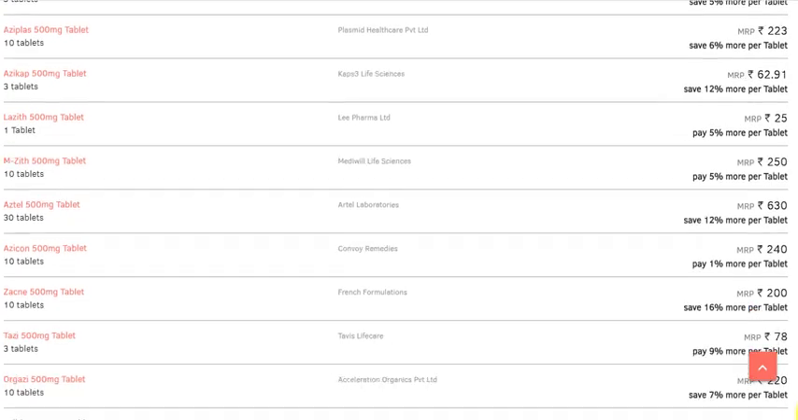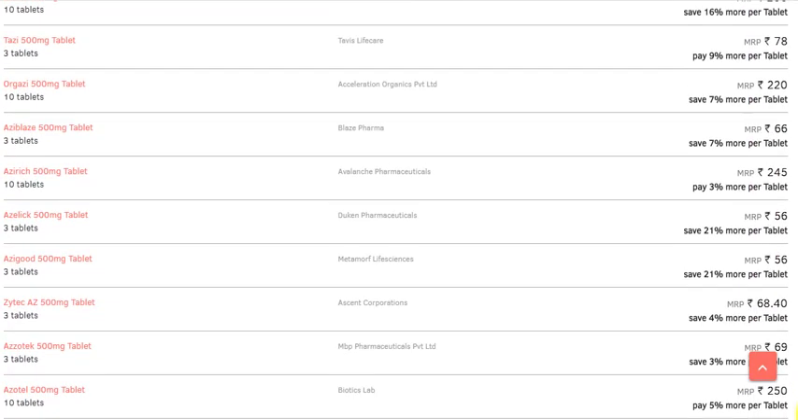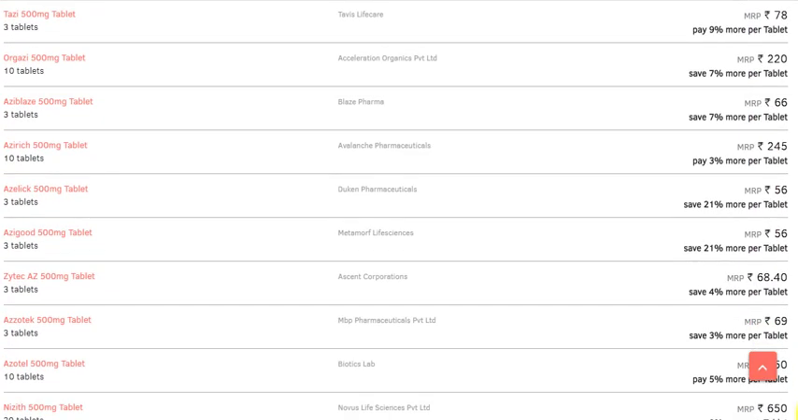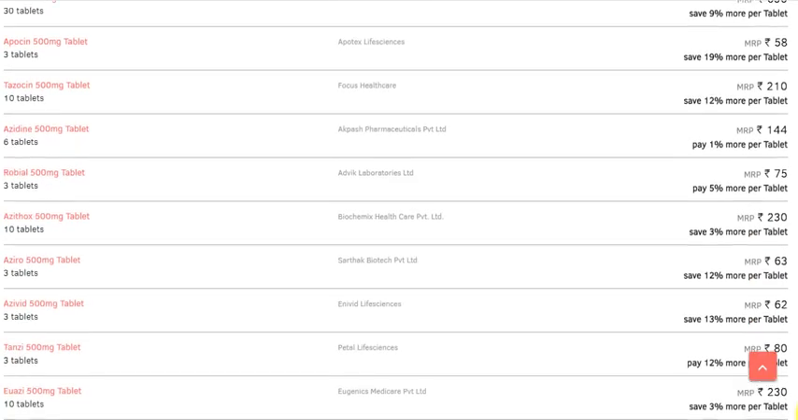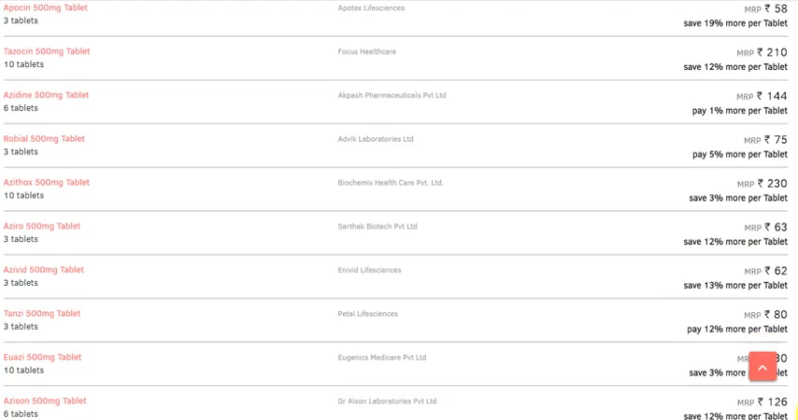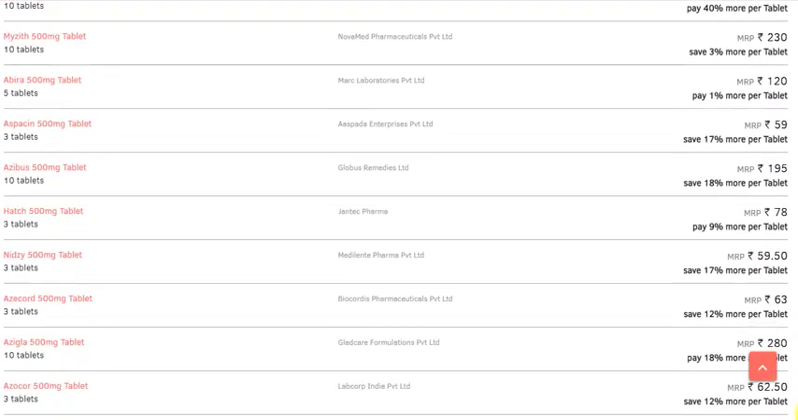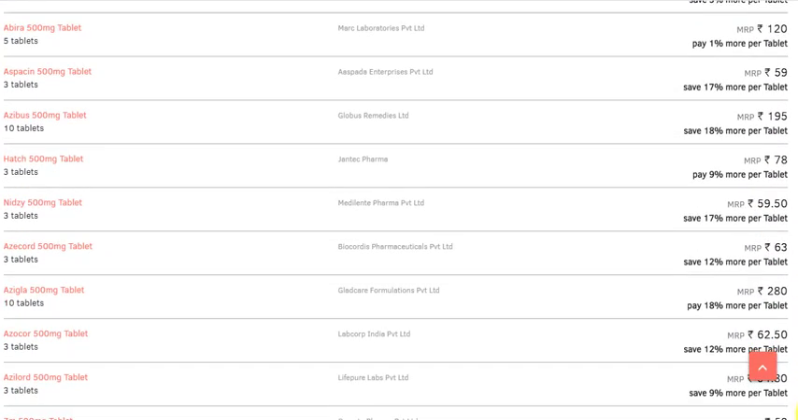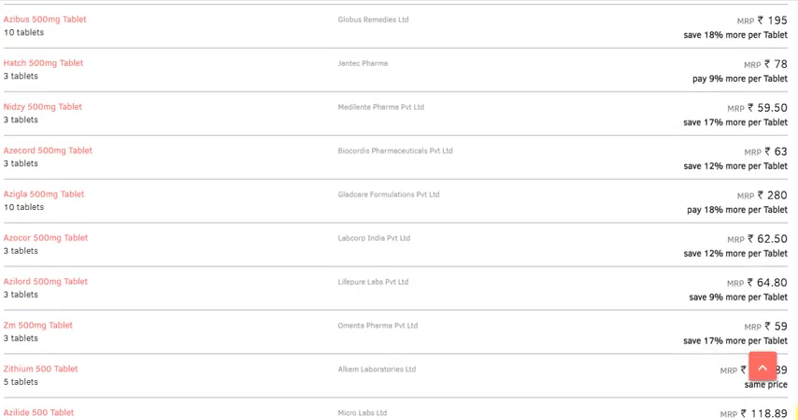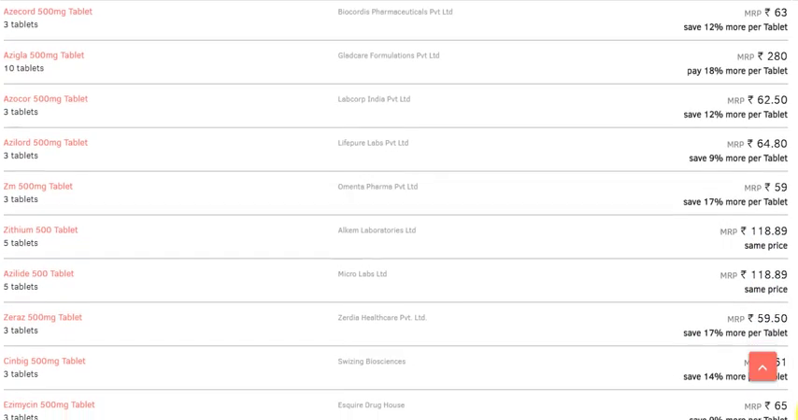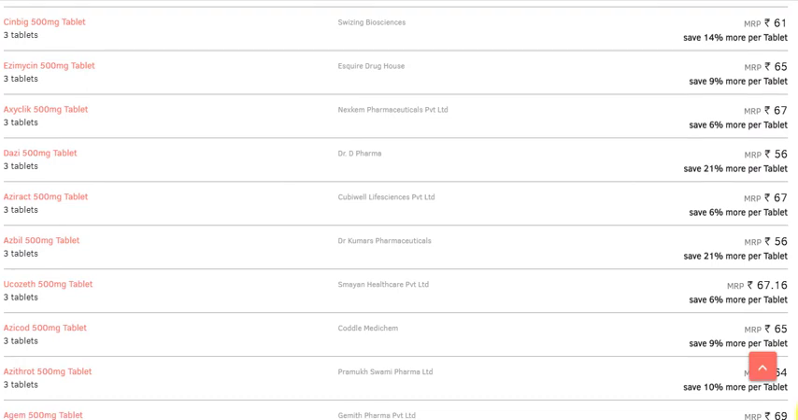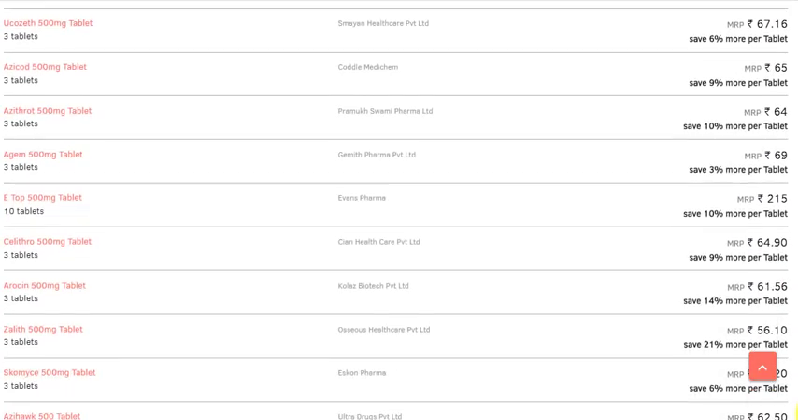Kidney. Caution. Azithromycin 500 tablet should be used with caution in patients with severe kidney disease. Dose adjustment of azithromycin 500 tablet may be needed. Please consult your doctor. Liver. Caution. Azithromycin 500 tablet should be used with caution in patients with liver disease. Dose adjustment of azithromycin 500 tablet may be needed.